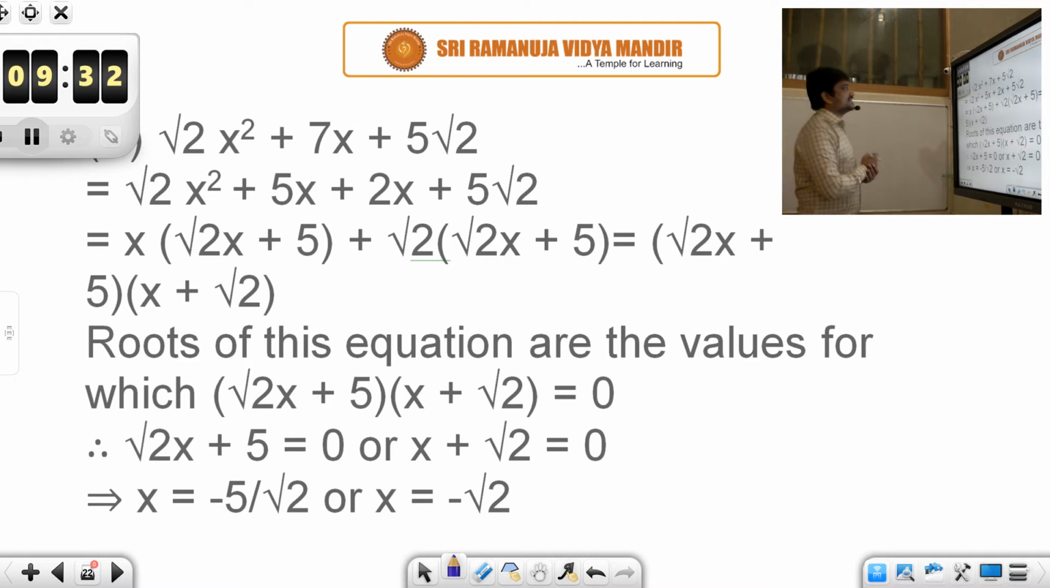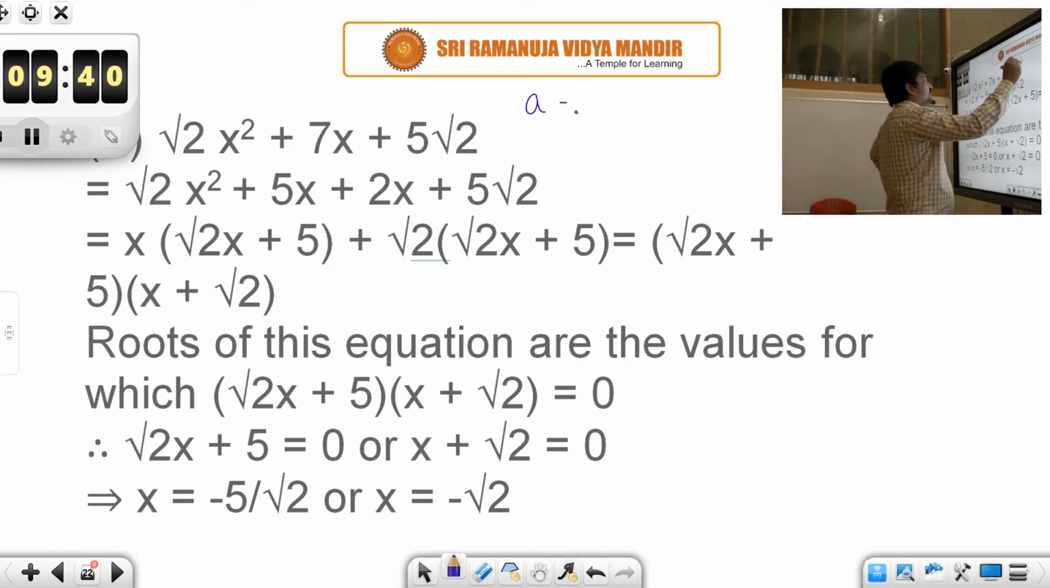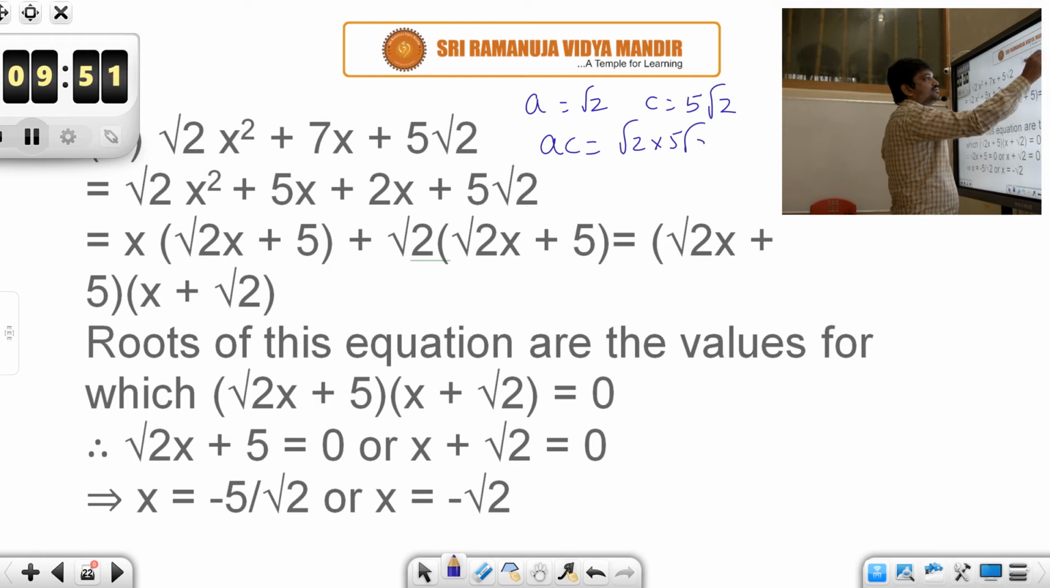Root 2x square plus 7x plus 5 root 2. Here again we will be employing the same method. First of all, here the value of a is root 2 and the value of c is 5 root 2. So consider a into c. A into c is root 2 times 5 root 2, so this is going to be 2 times 5, that is 10.